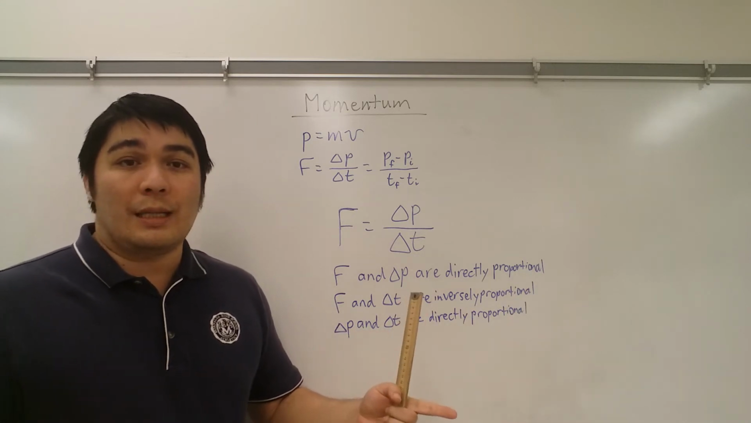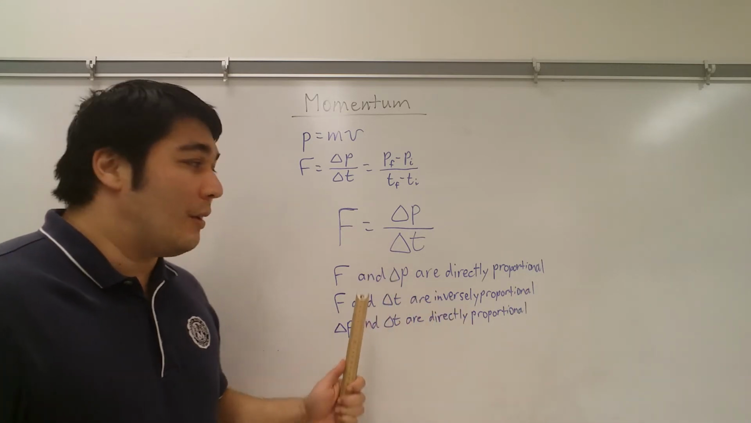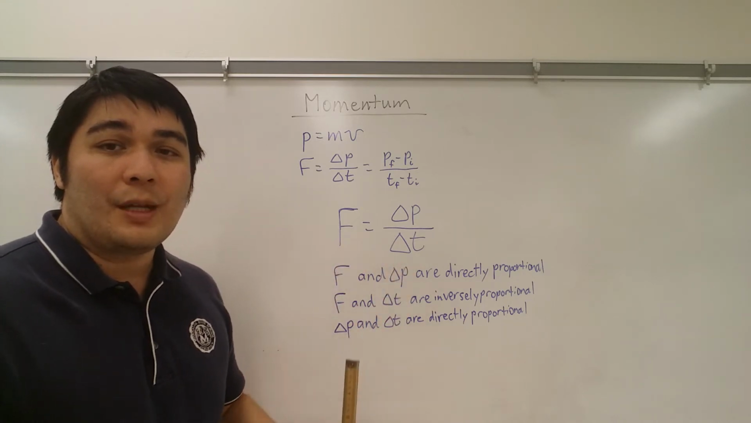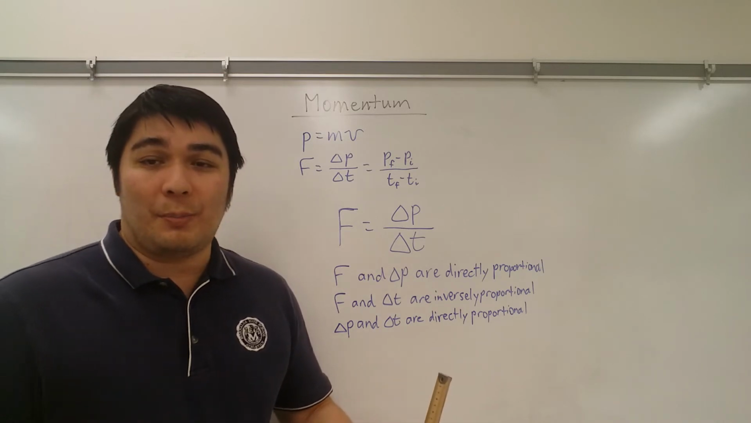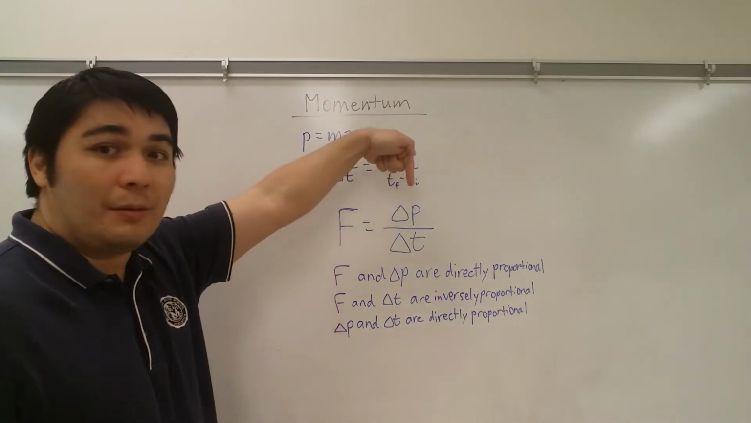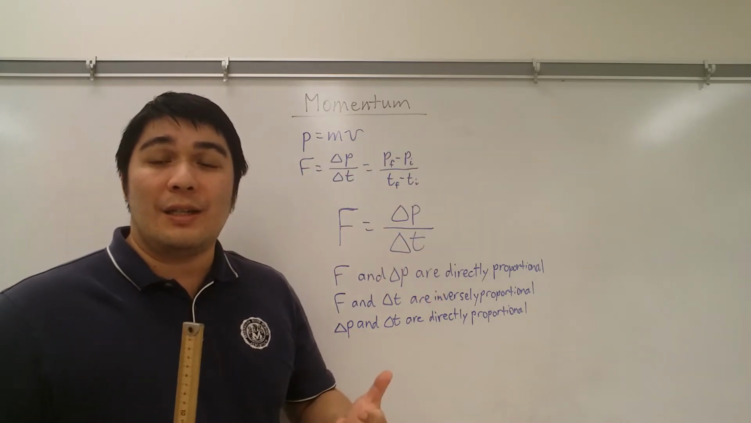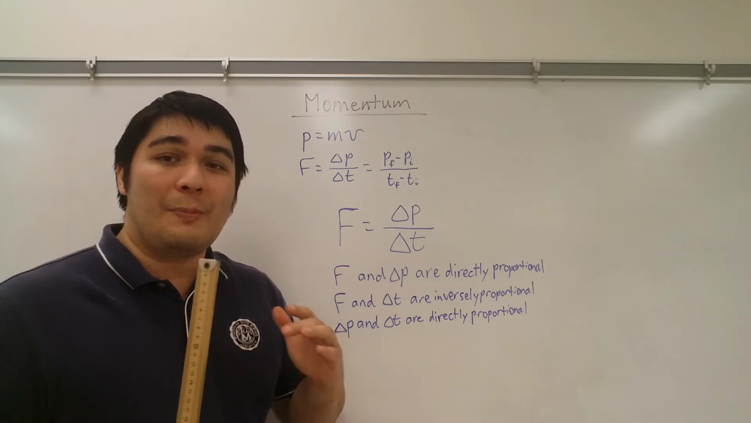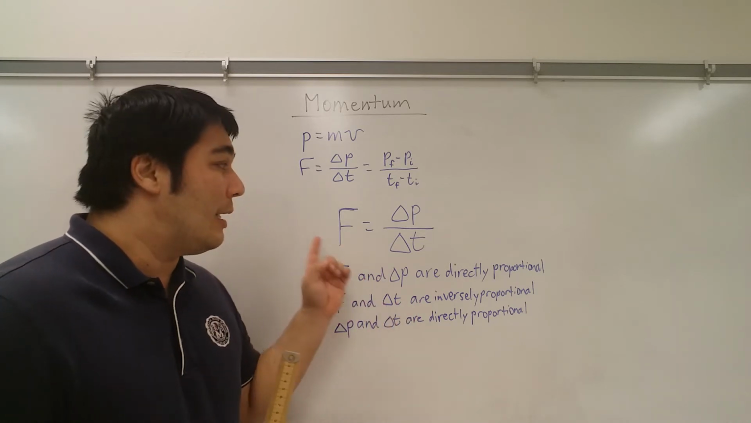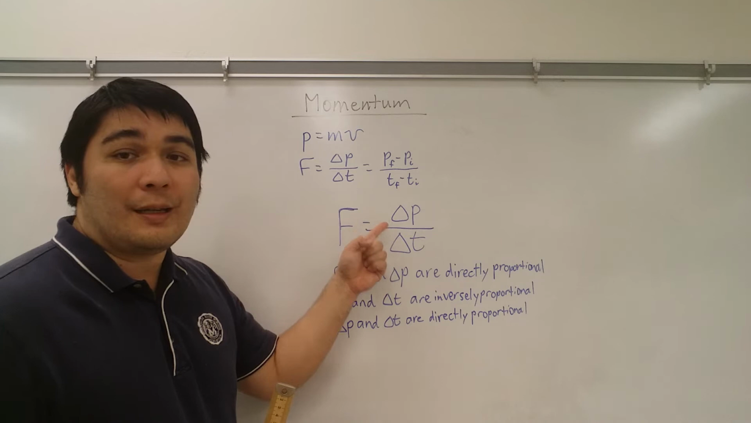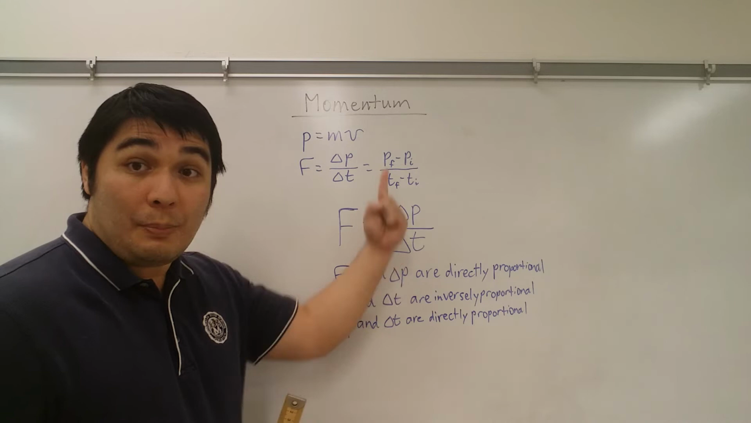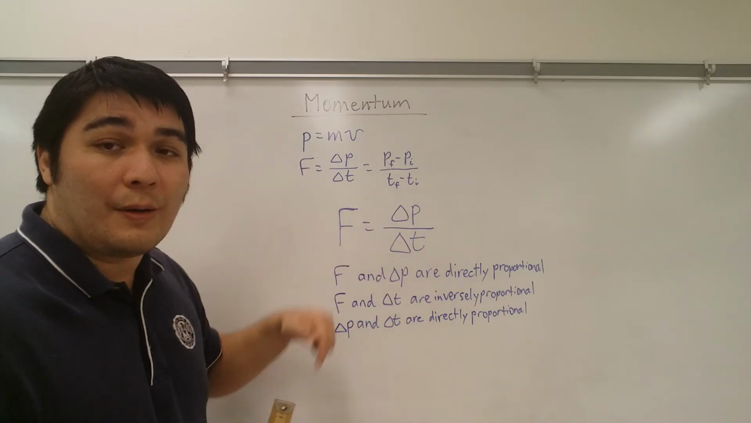Now, that's wonderful. What's the relationship between force and change in time, or delta t? They are inversely proportional. What that means is that as one goes up, the other must go down. Again, we have to consider this from the viewpoint of keeping everything else constant in this equation. In this case, it would be delta p. Assuming that delta p is constant, if this delta t goes up, the force must go down.